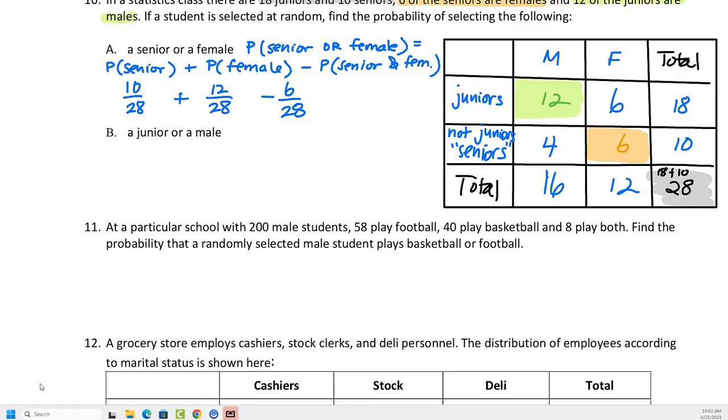Are we okay with that? So 10 plus 12 is 22, minus 6. Isn't that going to be 16 28ths? If we stick that on our calculator, we're going to get 0.571.